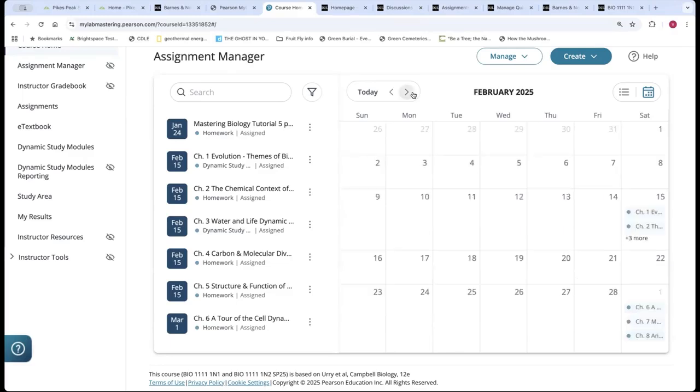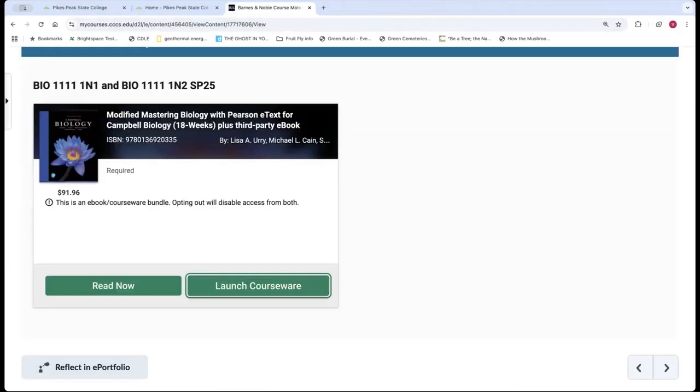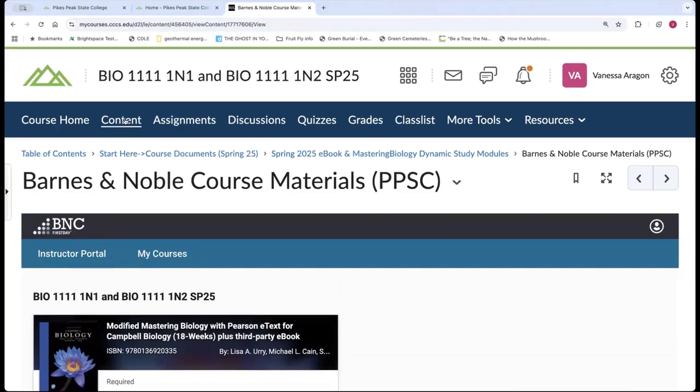So if I go to February, look at that. All of the possible extra credit, chapter 1, 2, 3, 4, 5. All of these are open right now at the beginning of the course, but they all have very specific due dates.